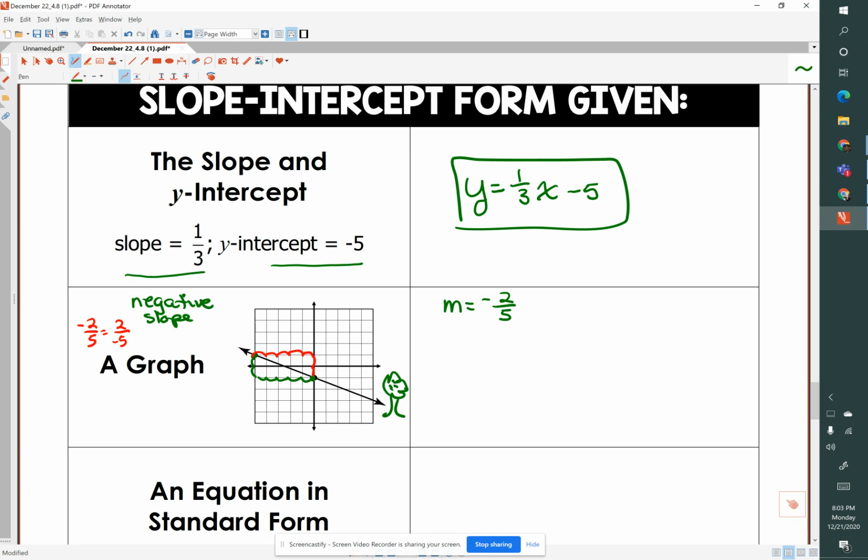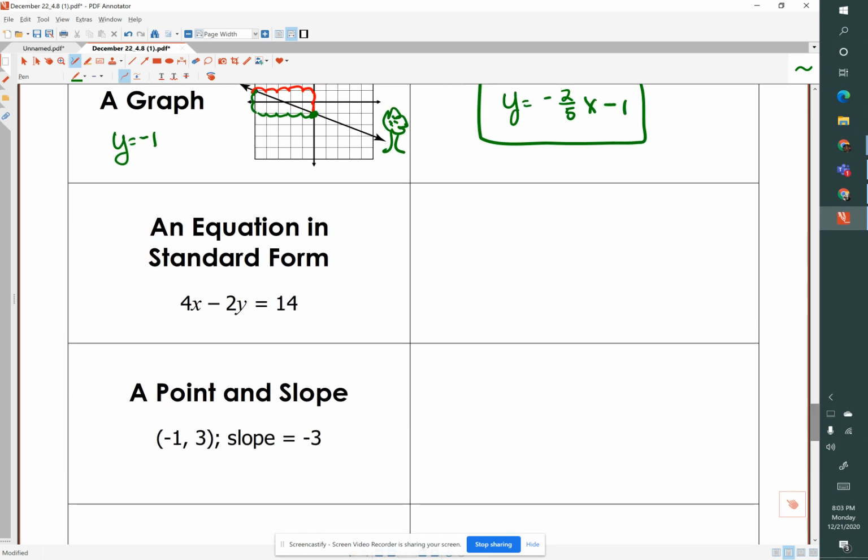Let's get the green back. Our y-intercept right here is -1. So y equals -1 is our y-intercept, or in terms of slope-intercept form, that's our b value. Now we can easily write the slope-intercept equation, which is y equals -2/5 x minus 1. That's all there is to it. Now, if we're given an equation in standard form, we're going to solve for y.